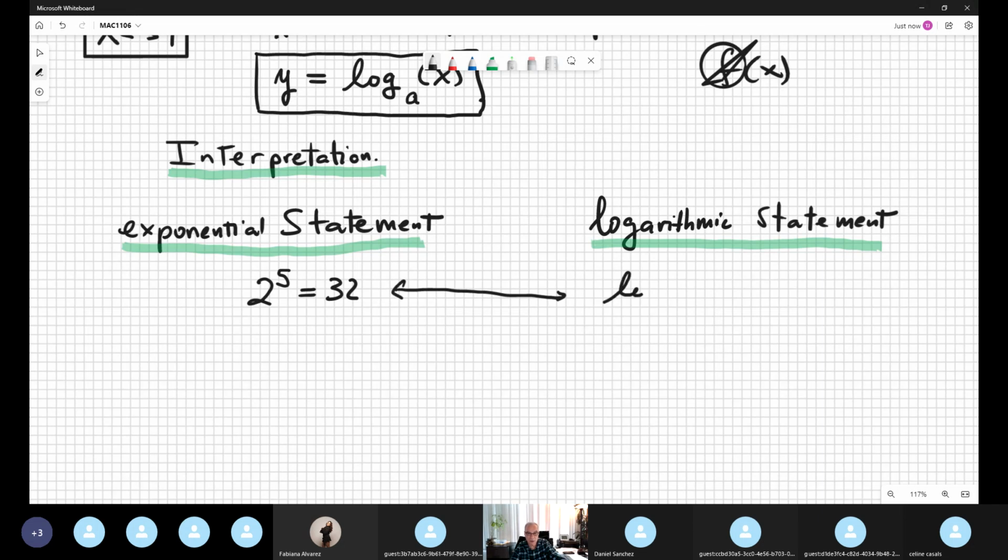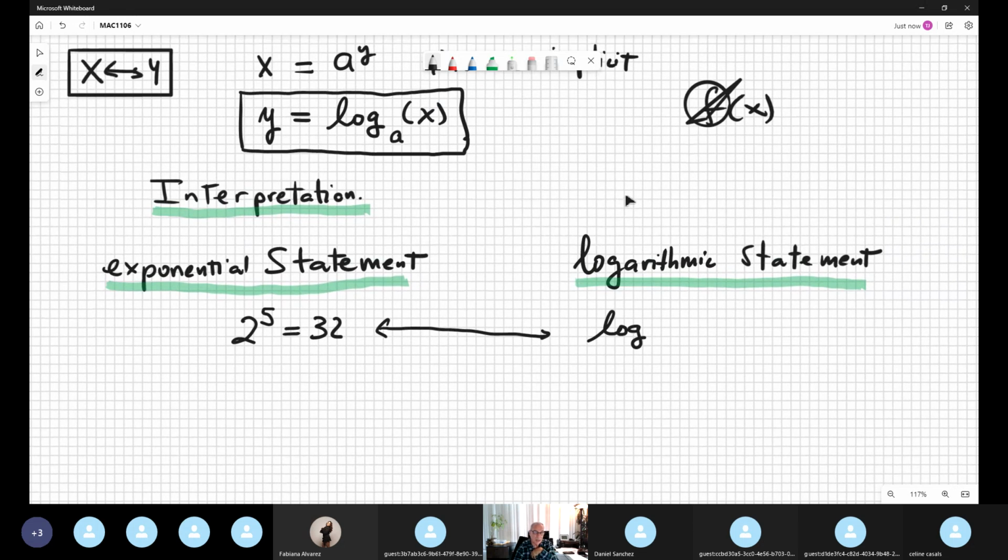You put log because it's a logarithmic statement. Then you ask yourself, what is the base? Remember, in the notation you write a small a here to represent the base. In our specific example, the base is 2, because I saw a 2 here. Look at that, this is the base, it's 2. Now I open the parenthesis. I know very well that the answer of the logarithm is 5, and the number here is 32.